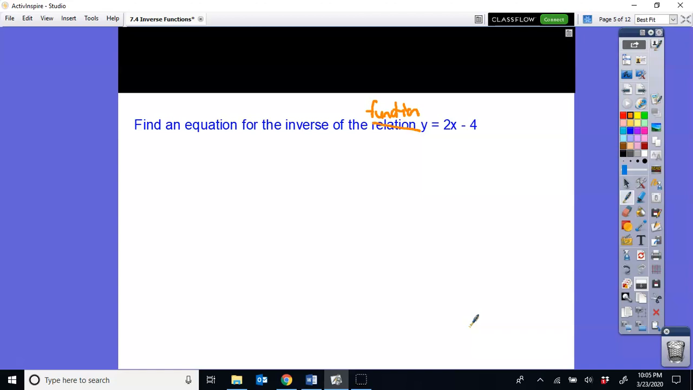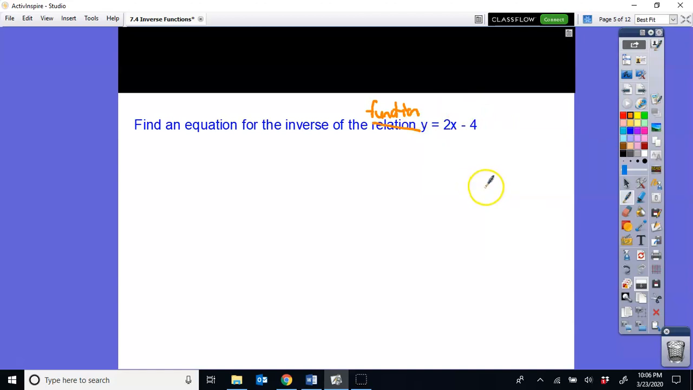Now, some of you might have been thinking, well, I could do like we did on the other page. If I had some points, I could take the points and switch the x and the y, and that would be the inverse points, but that wouldn't be the inverse function. That wouldn't be the inverse equation. That would just be the points. So then I'd have to find the equation of those points. I'd have to find a bunch of x's and y's for this one, switch the x's and y's, and then find the equation of those new x's and y's.